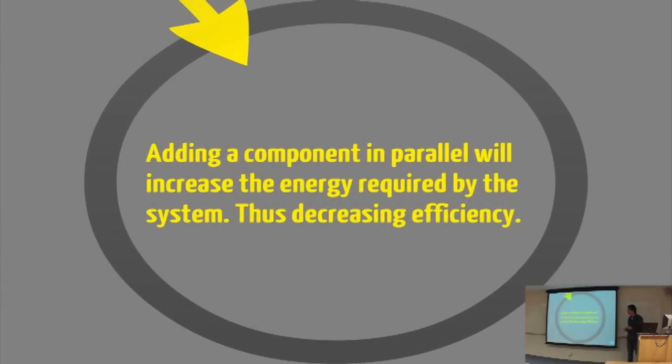Adding a component in parallel will increase the energy required by the system, thus decreasing efficiency. So the whole idea is basically, if you increase redundancy, your efficiency will decrease. If you increase your efficiency, your redundancy will decrease. The reason being, like I showed before, if you put more engines into one single module, there's a greater amount of energy use, and hence you have less efficiency.